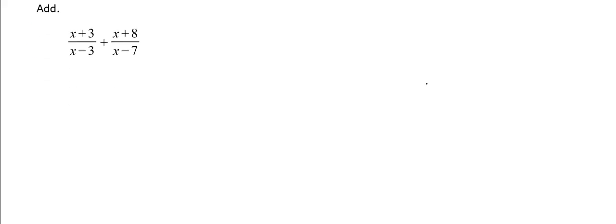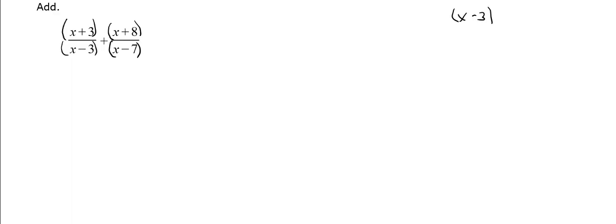Let's look at another one. Here we're adding two fractions together, x plus 3 over x minus 3 plus x plus 8 over x minus 7, and I'm putting them all in parentheses. So when I look at my two denominators, the first denominator is just x minus 3, and the second denominator is just x minus 7.